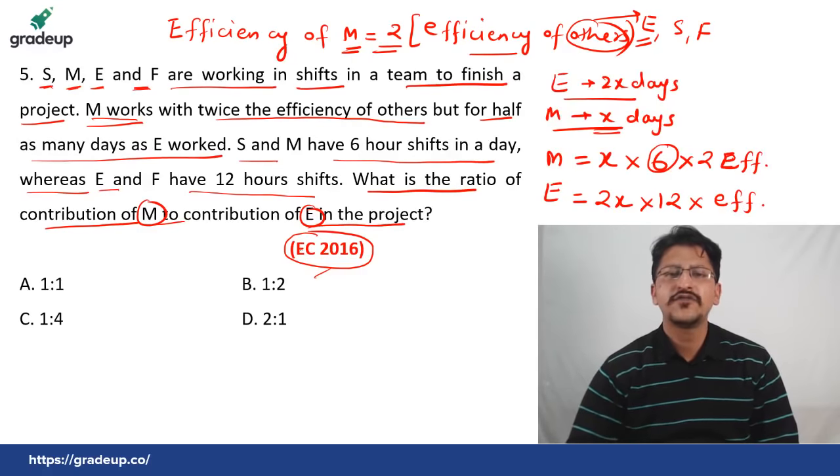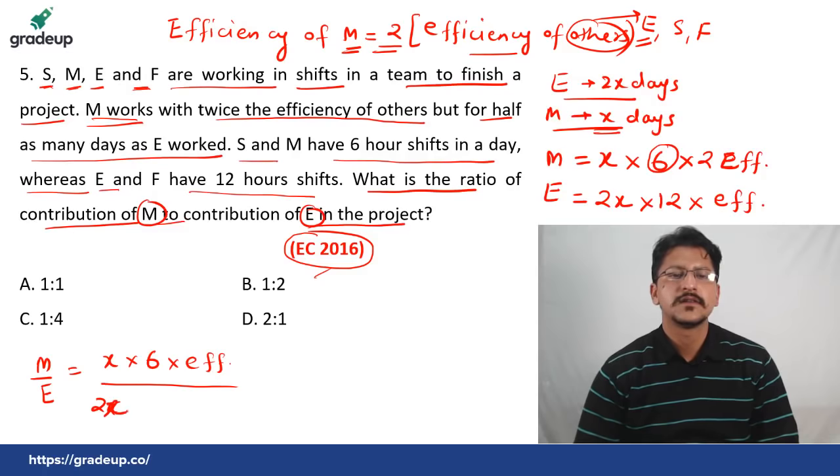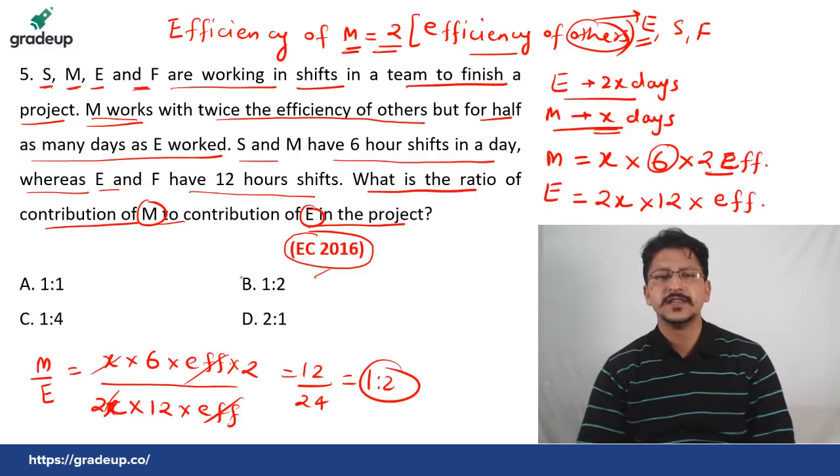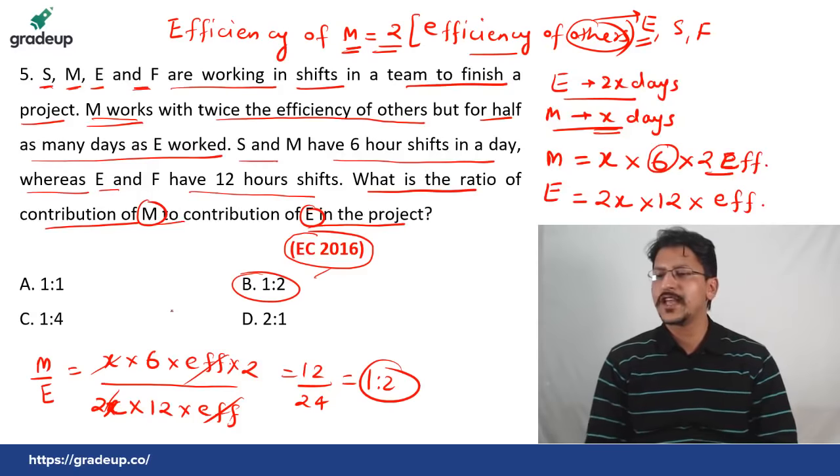So we have to find out the ratio, that is M by E. So just use it: x into 6 into efficiency, divided by 2x into 12 into efficiency, here it is twice efficiency. Cut this x, this comes out to be 12 by 24, which is nothing but 1:2. Yes, 1:2. Now all of you are giving me the right answer, 1:2.